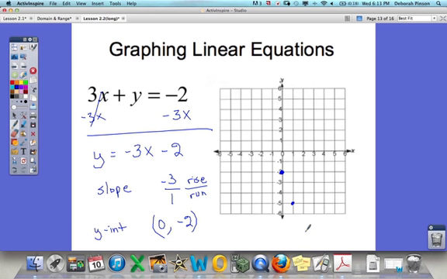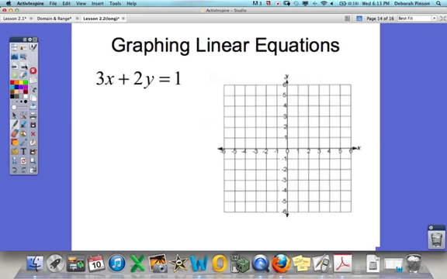I'm going to run out of space. Your other option is to give the negative to the 1, which means you go up 3, rise 3, run a negative 1. So that's your other option. Make that decision totally based on where you have room to graph it. So there's my line.